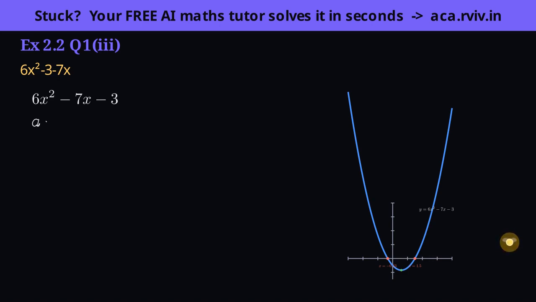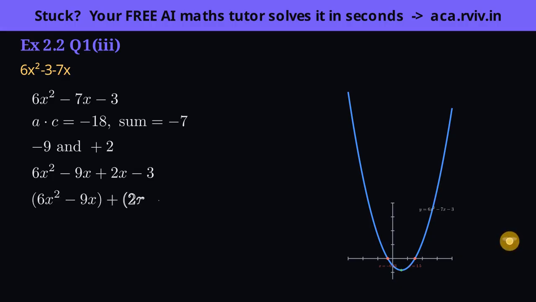Second fix: with a leading coefficient of 6, we can't just use the constant. We split using a times c. 6 times minus 3 gives minus 18, and we still need a pair adding to the middle, minus 7. Find the pair: minus 9 and plus 2 multiply to minus 18 and add to minus 7. Rewrite the middle term minus 7x as minus 9x plus 2x.